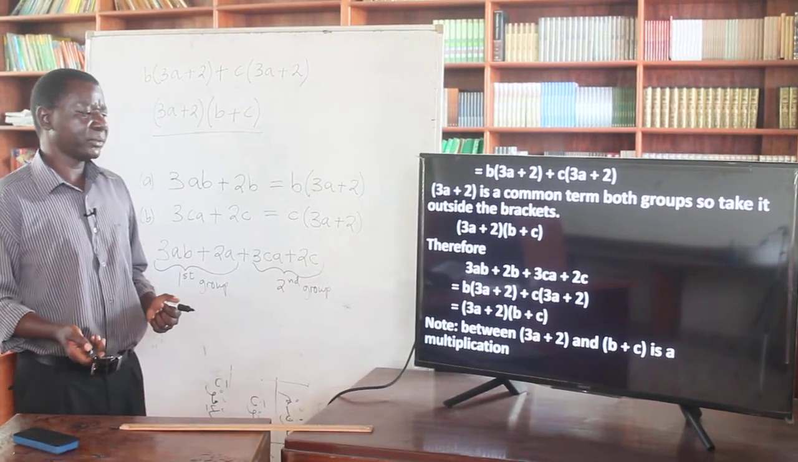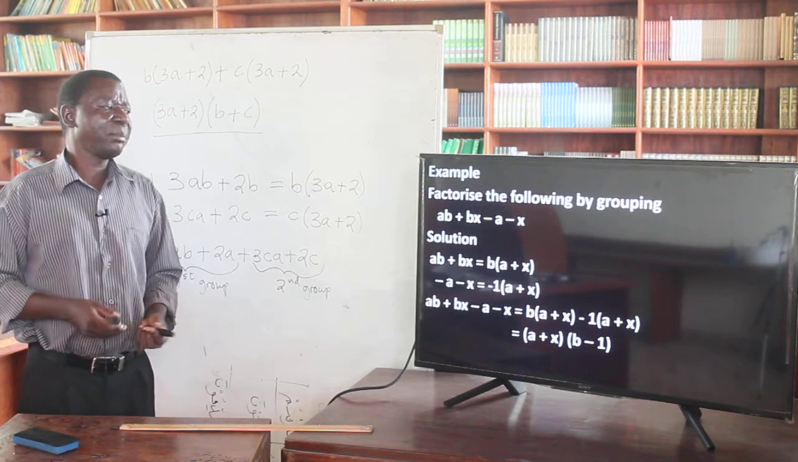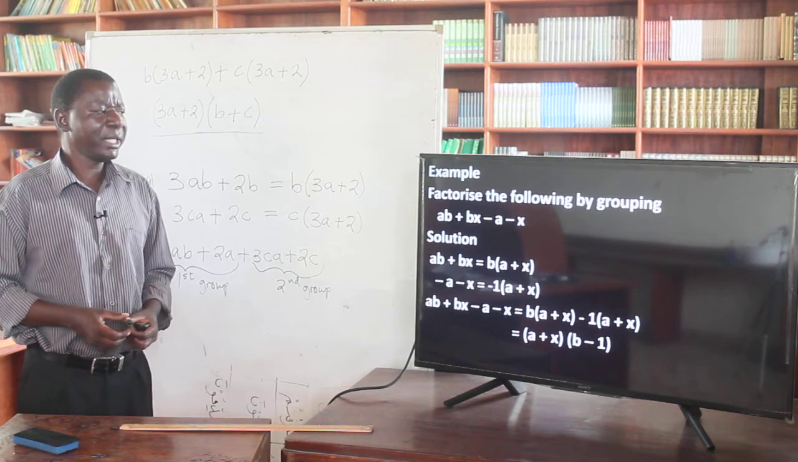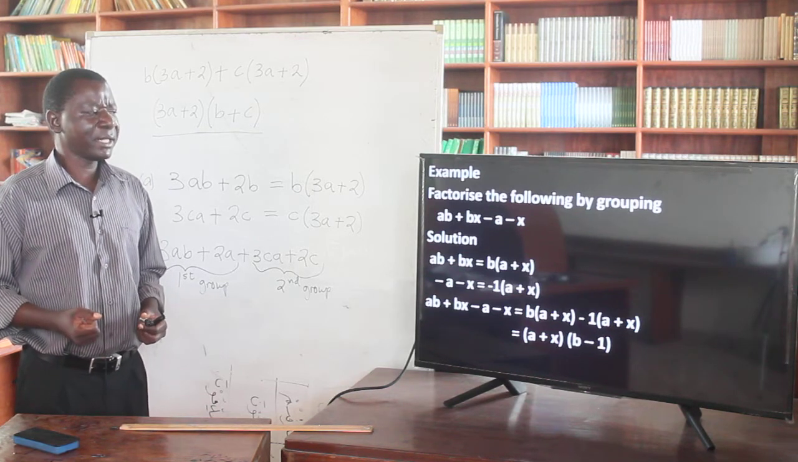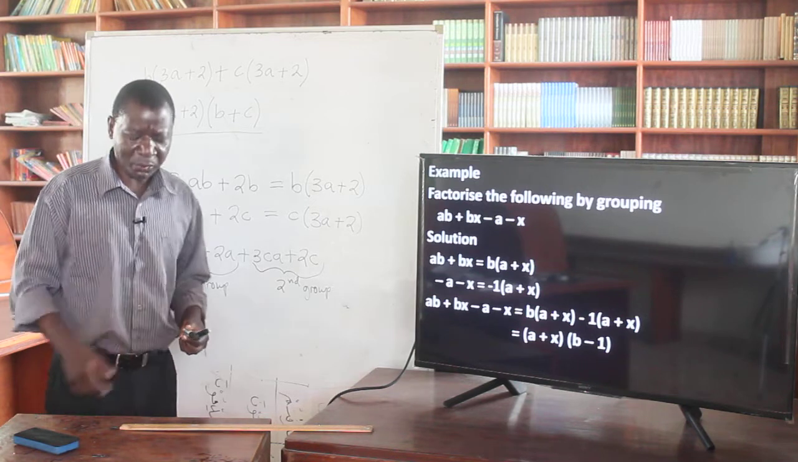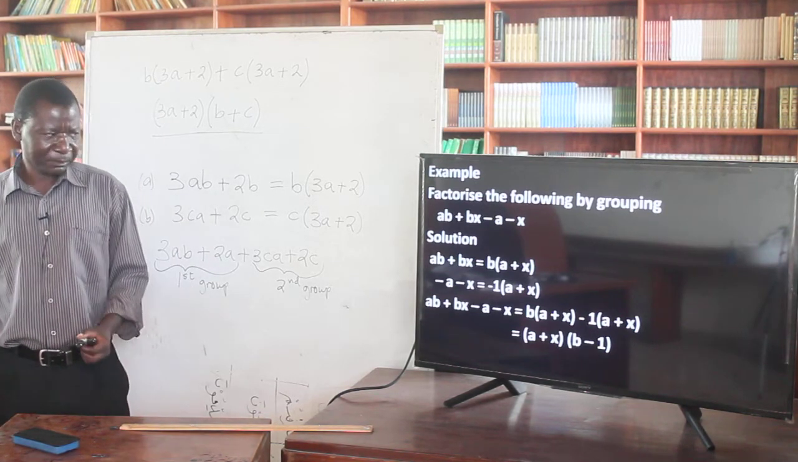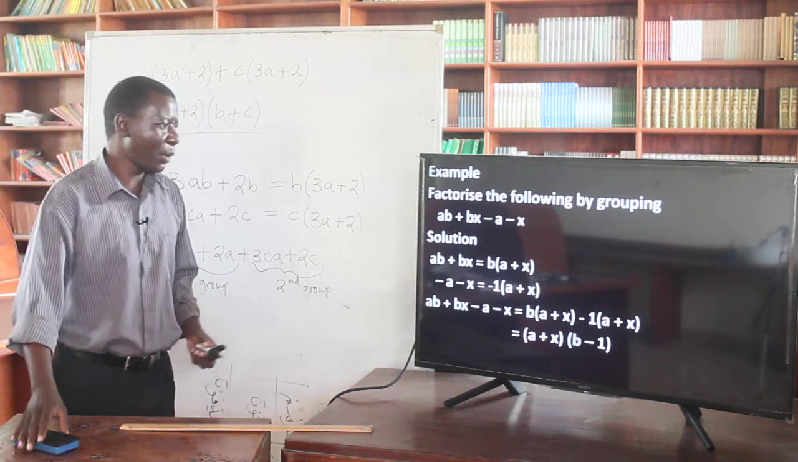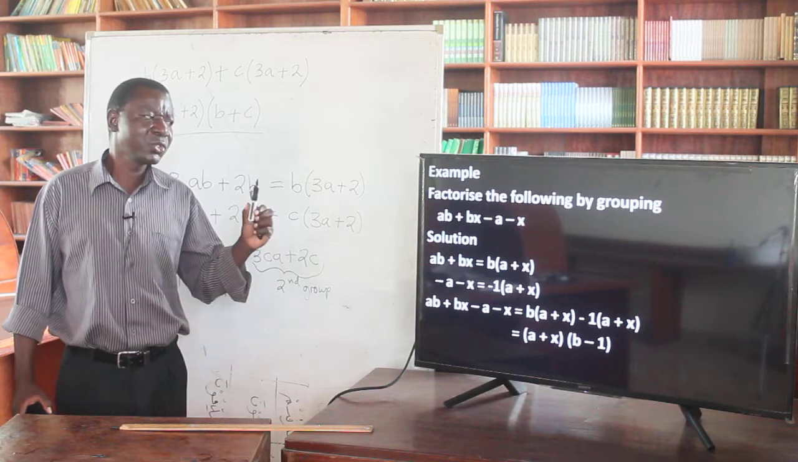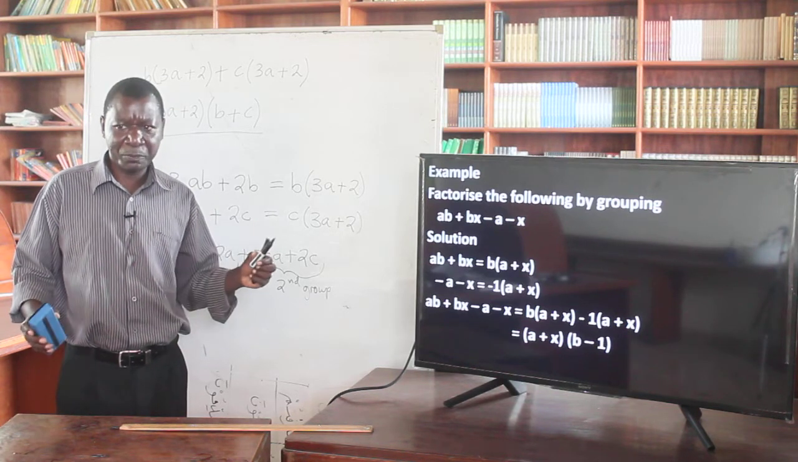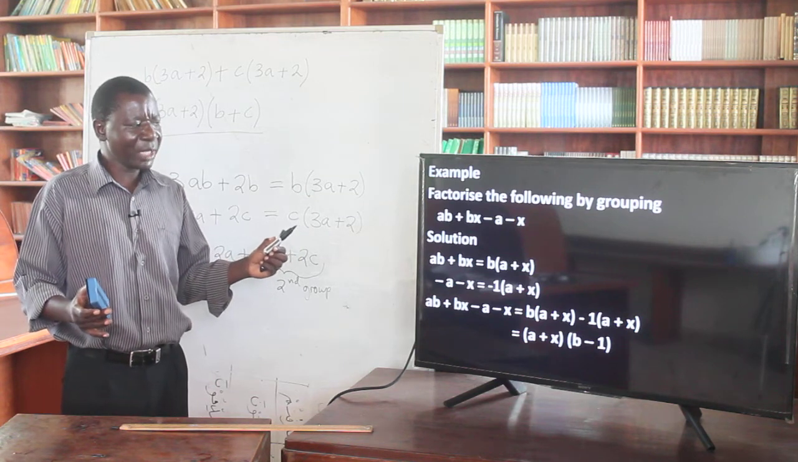Look at this. Suppose we have ab plus bx minus ax minus x, and we need to factorize that one by grouping. How do we go about it? The first thing we need to do is to select the groups. Look at the first two terms.